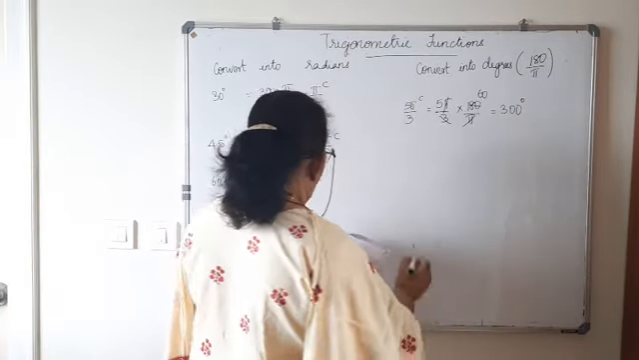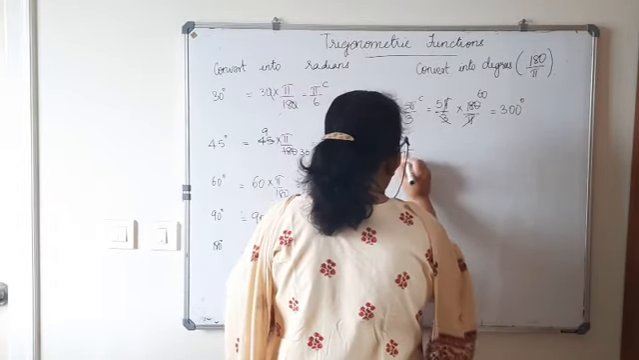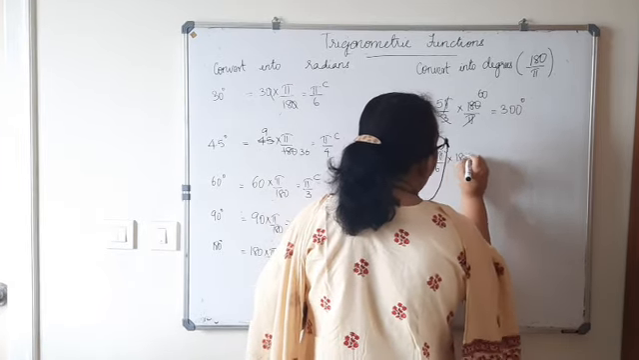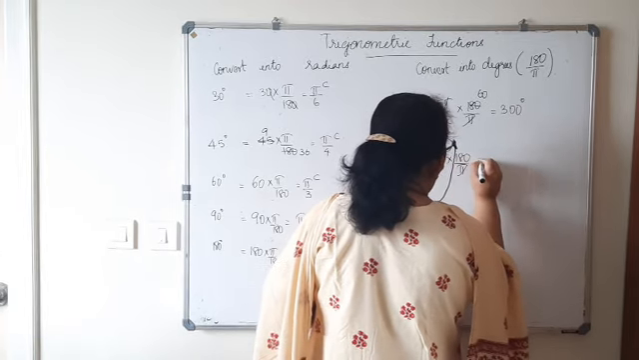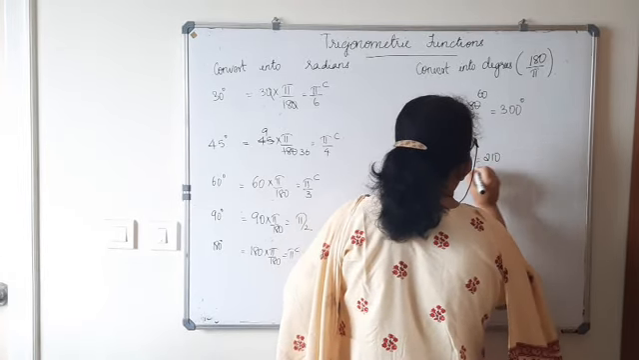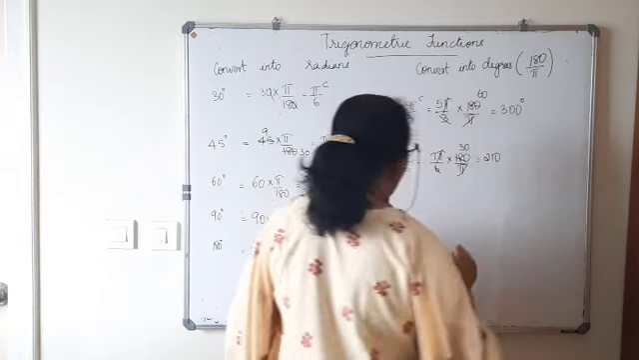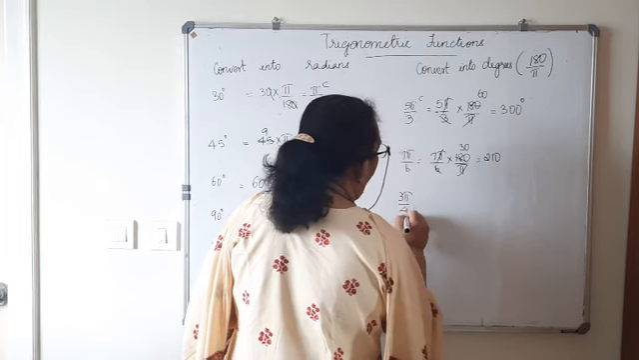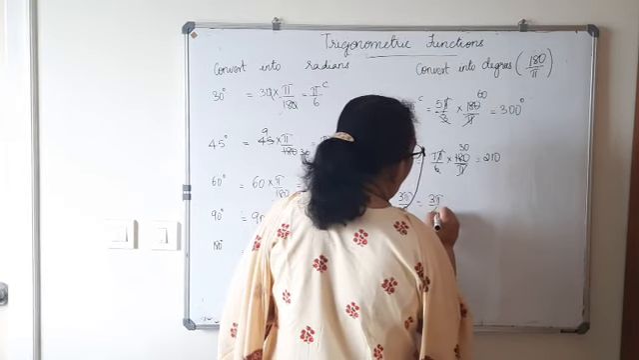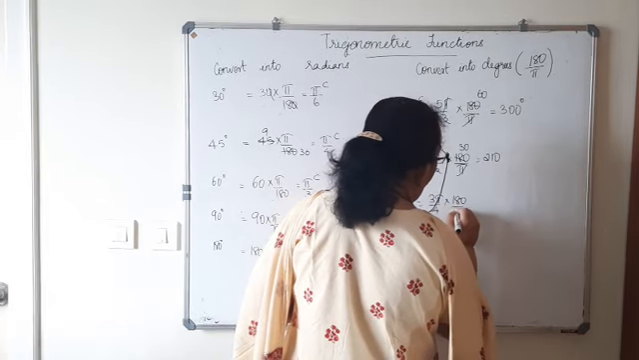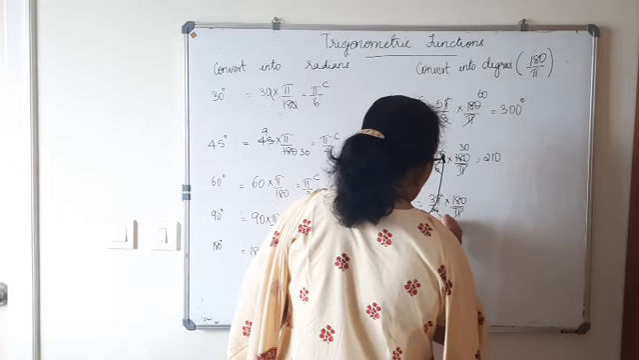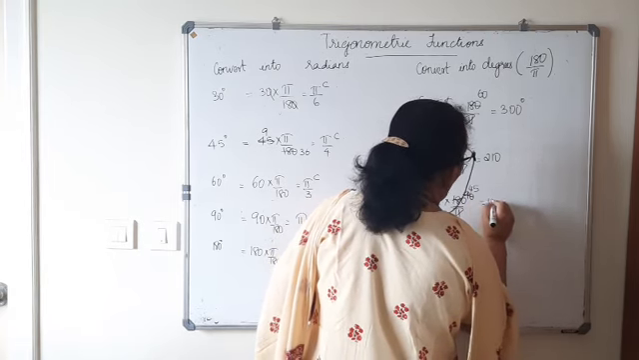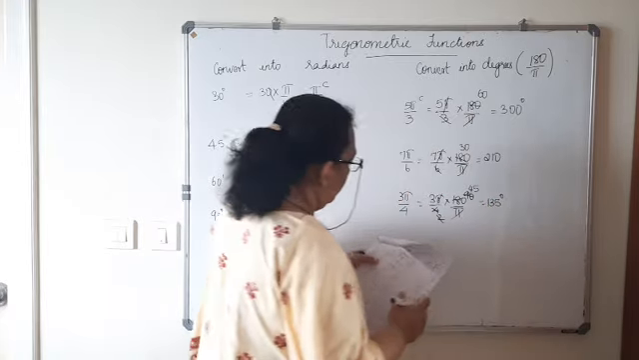Next one, 7 pi by 6 is equal to 7 pi by 6 into 180 by pi, which is equal to 7 into 30, that is equal to 210 degrees. Next, 3 pi by 4 is equal to 3 pi by 4 into 180 by pi, which is equal to 135 degrees.